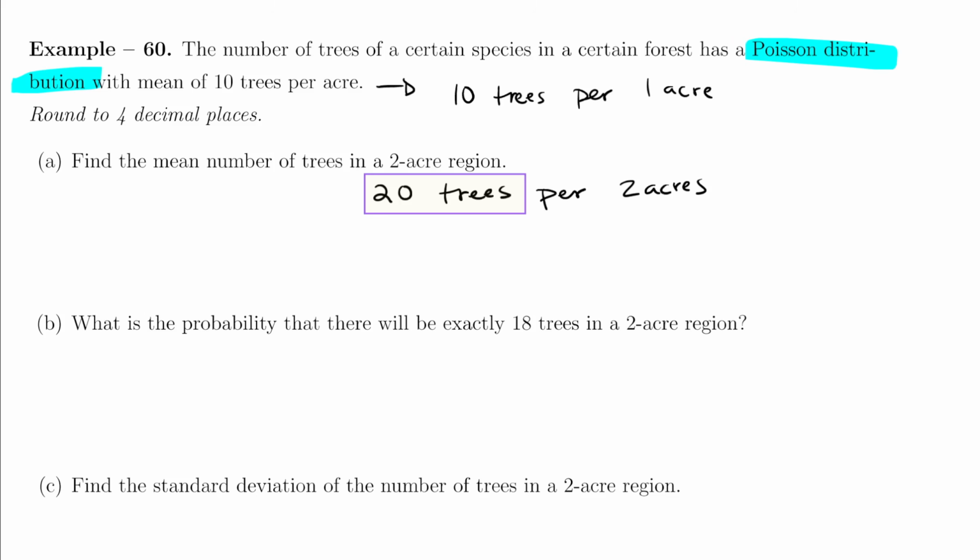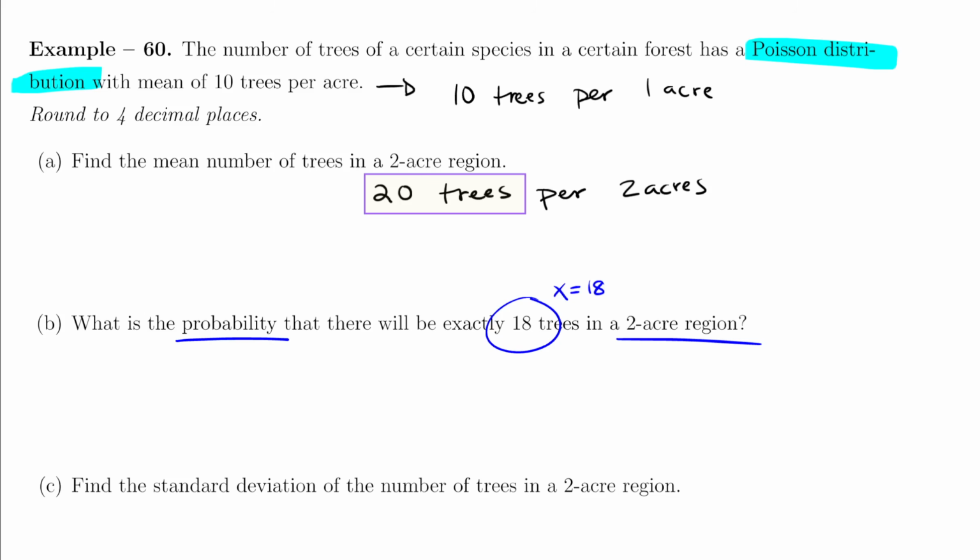So part B asks us, what is the probability there will be exactly 18 trees in a 2-acre region? So here you're asked for probability. That makes you think of our formula from the last page when the x value in question is 18. Now remember, in the Poisson distribution, it matters what space we're interested in. So our space here is not a 1-acre region, it's a 2-acre region. So that will be our space.